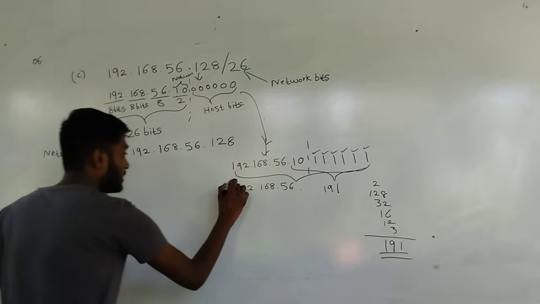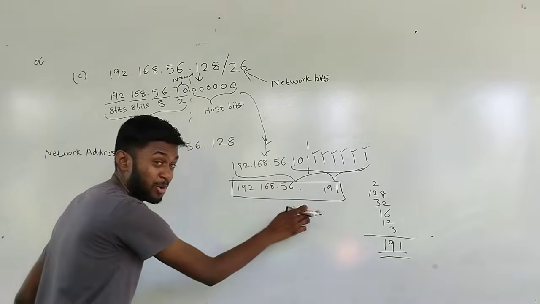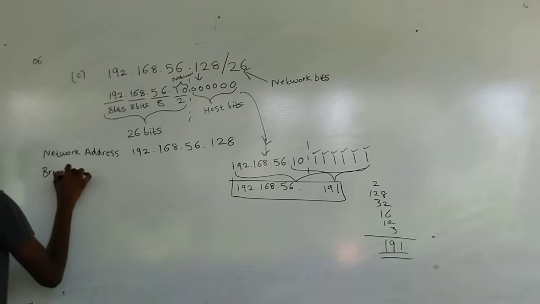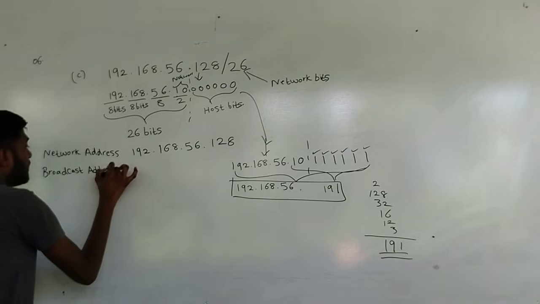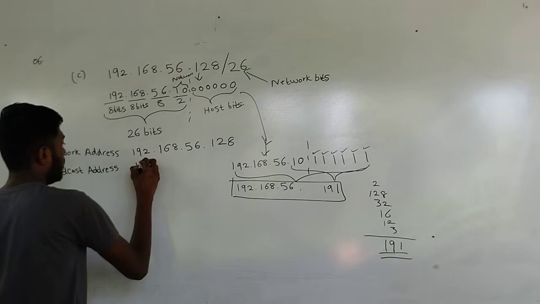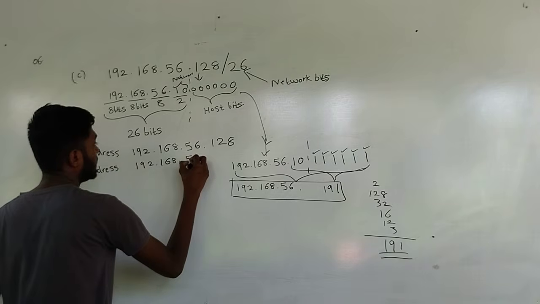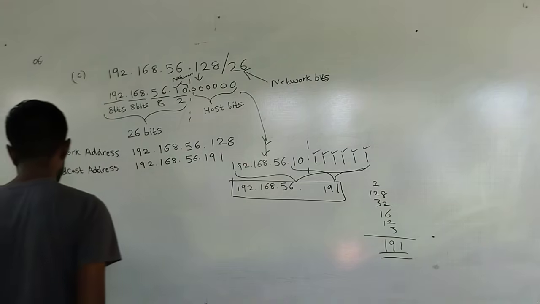Now what is this address, dear students? This is the network address. Sorry, the broadcast address. So you can write down the broadcast address here. See how easy it is. Very easy. 192.168.56.191. Now this is going to be the broadcast address.